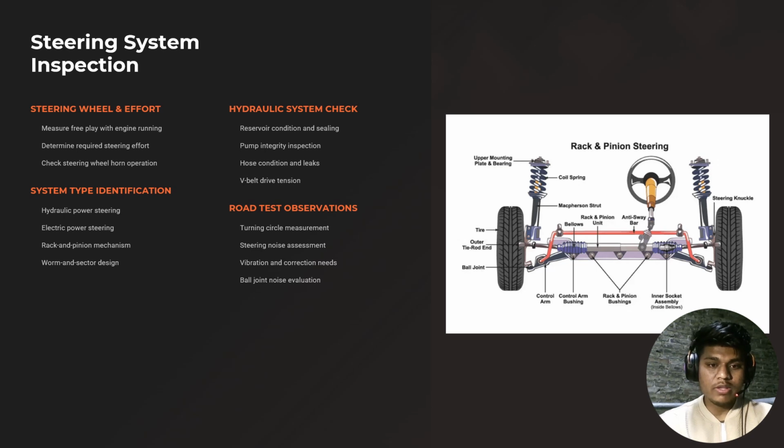We begin with a thorough steering inspection. This includes measuring steering wheel free play with the engine running and identifying the system type, such as this rack and pinion design. We are also performing a hydraulic check of the pump, reservoir, and V-belt tension, while using the road test to evaluate turning circles and ball joint noise.